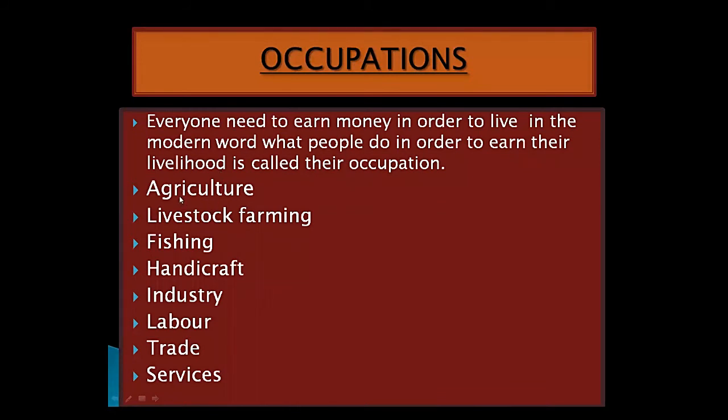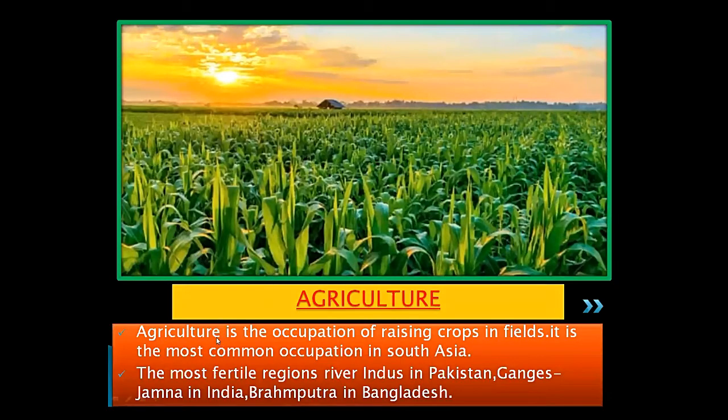The most common occupations are agriculture, livestock farming, fishing, handicraft, industry, labor, trade, and services. These are famous occupations of South Asia. The first common occupation in South Asia is agriculture. Agriculture is the occupation of raising crops in fields. It is the most common occupation in South Asia.